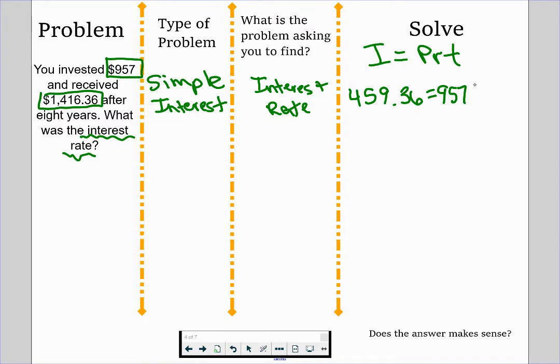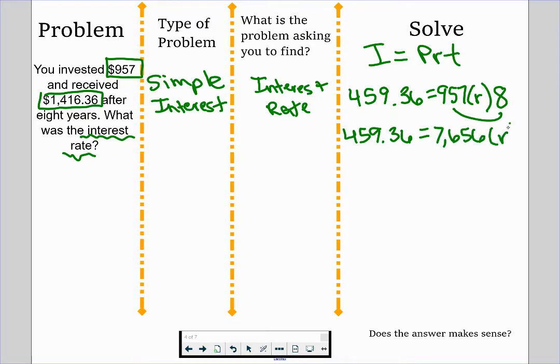The principal is what it started at, so 957. The rate is what I am looking for, the interest rate that I'm trying to figure out. And then the T is the number of years, so we have 8. And then I'm just going to solve for the R. I'm going to first start with doing 957 times the 8 here.